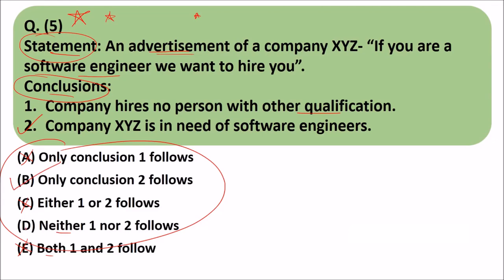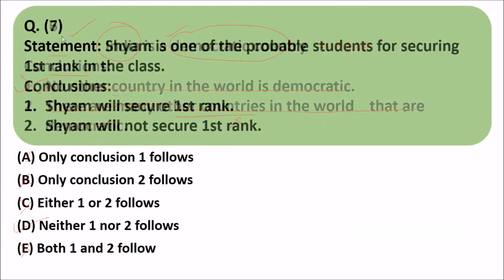Neither 1 nor 2 follows. This is not the case because 2 follows. So answer is B. This B option is the answer. Only conclusion 2 follows. See how over here we took the statement as true, and we solved the problem.